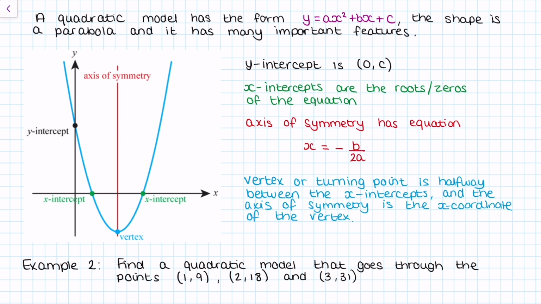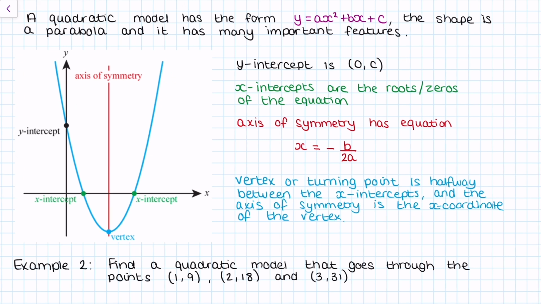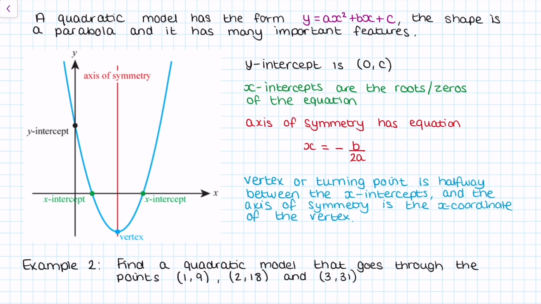So first of all is the y-intercept, which is at (0, c). So in the equation, that c is the constant that's added to the end. I'm just going to circle that in red right now. So that value there is the y-intercept. X-intercepts are the roots or the zeros of the equation, so where the graph crosses the x-axis.